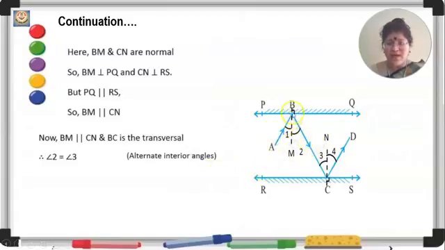Now, look only at BM and CN. Will angle 2 be congruent to angle 3? Why is that so? Z-shaped angle. Are they not alternate angles? BM and CN, and BC is the transversal. So because of the Z-shaped angle, you get 2 congruent to 3. So we have made a note of this, that 2 is congruent to 3. Either you write alternate interior angles, or you could just mention alternate angles.